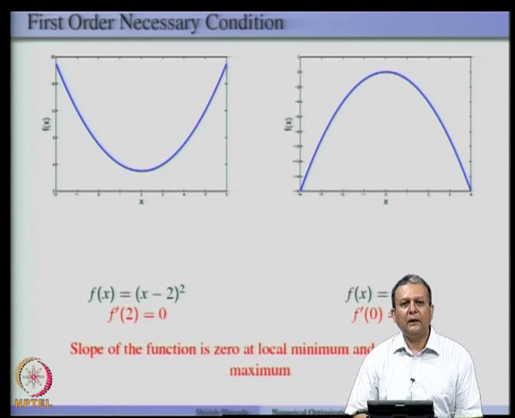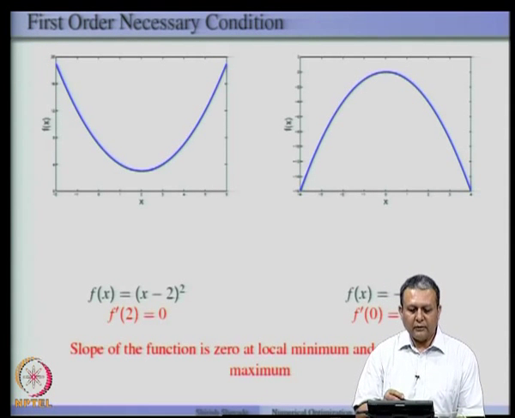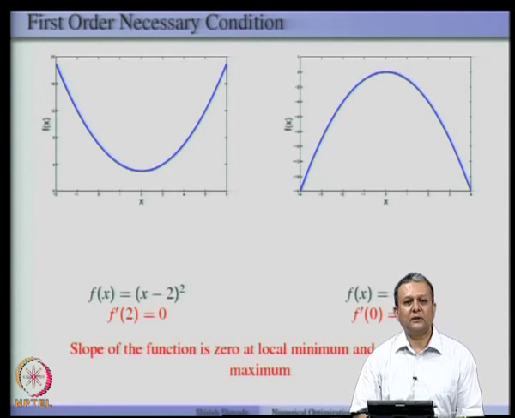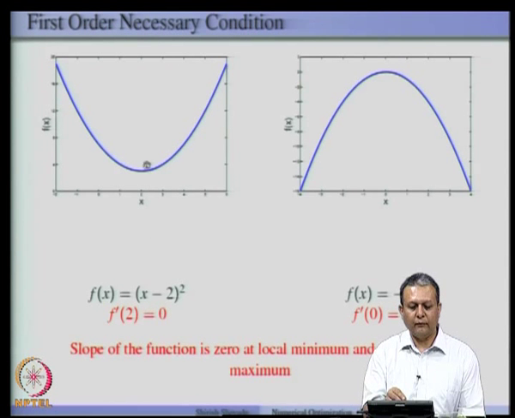Now, here are some examples. On the left panel you will see a function f of x which is (x minus 2) square, and the derivative of the function at 2 vanishes. You will see that the function has a 0 slope at that point, and then on either side the function is increasing.